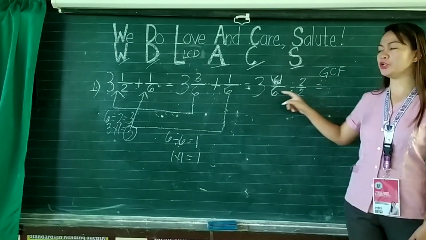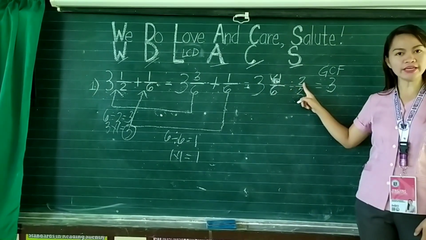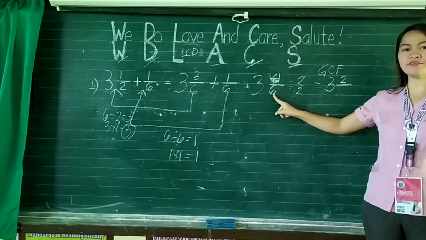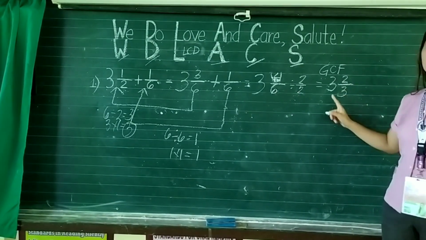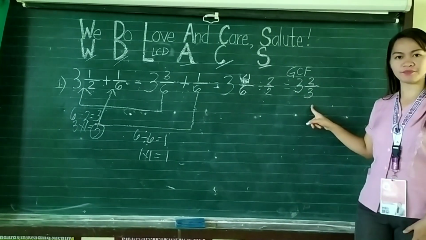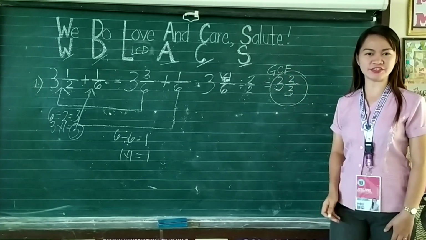So we copy the whole number 3. 4 divided by 2 is equal to 2. 6 divided by 2 is equal to 3. Is this now in its simplest form? 3 and 2/3? Yes. Therefore, this is now the final answer.